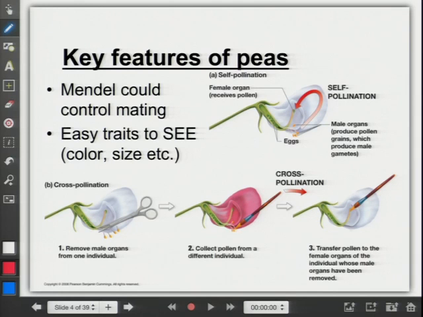Okay, and so they're just showing how they can cut it off, and then they can use a little paintbrush to take the pollen from whichever plant they want, and put it onto the flower that they made only female. So they can totally control who's the mom, who's the dad, and where the sperm and the eggs come from. And they call that cross-pollination if you do that, or self-pollination if it's just doing itself.